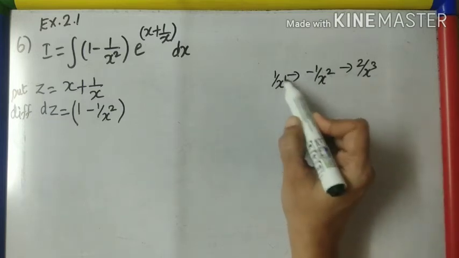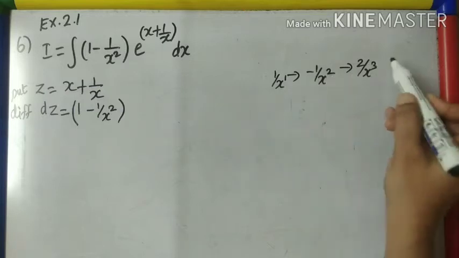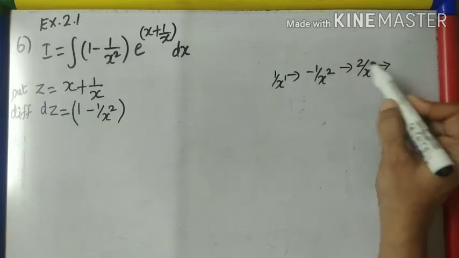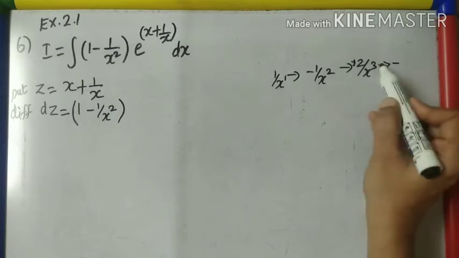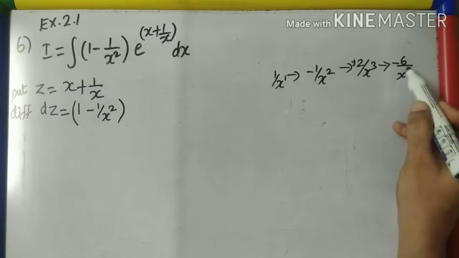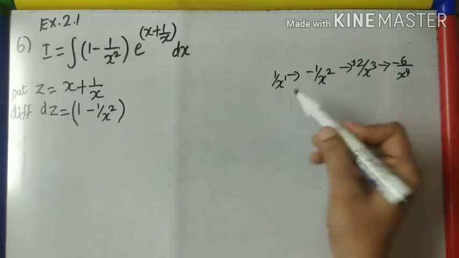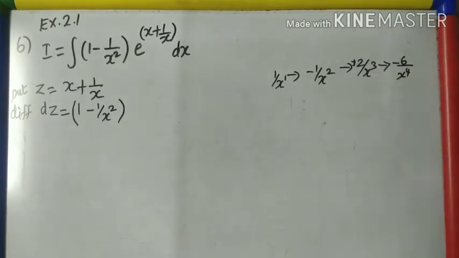Here no power, so 1 ones are 1. 1 twos are 2. Tell me what would be the next one. This is positive, which means next will be negative. 2 threes are 6, x power 4. So for 1 by x, we must know the next derivatives.